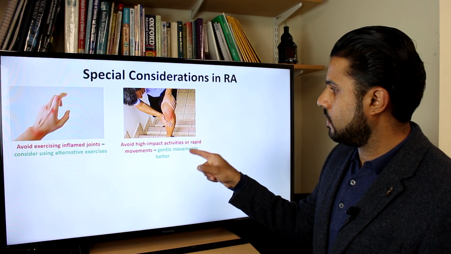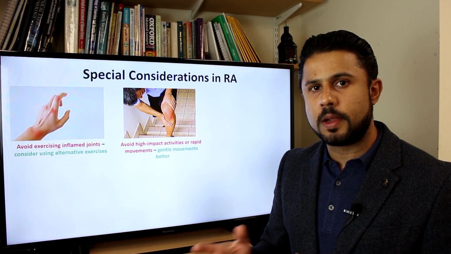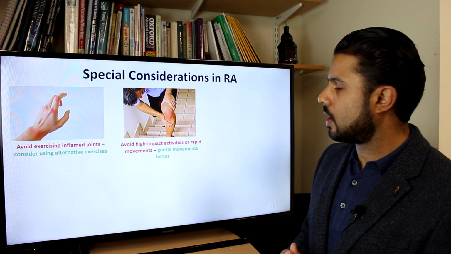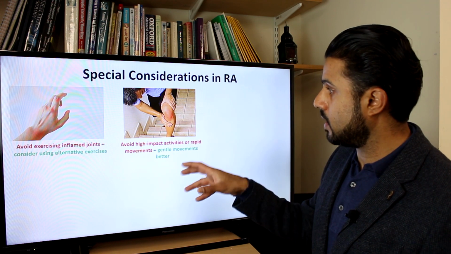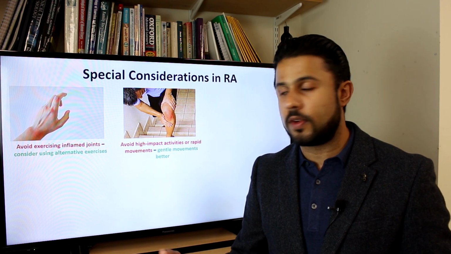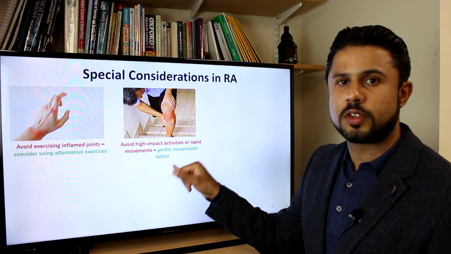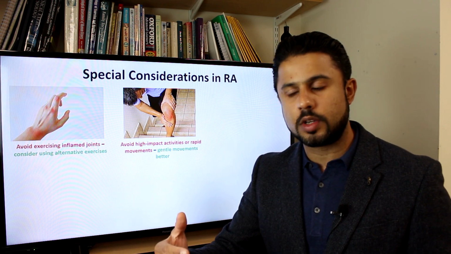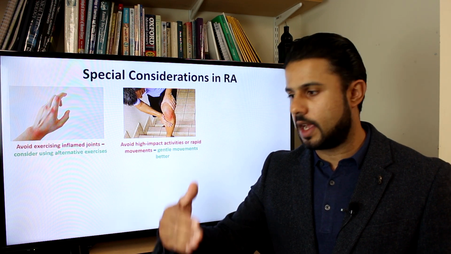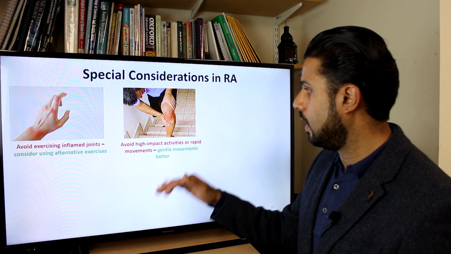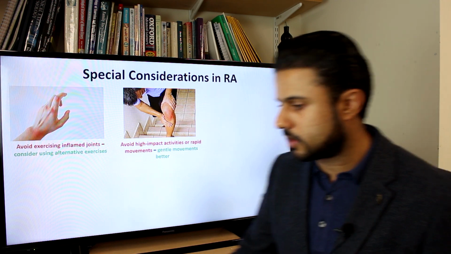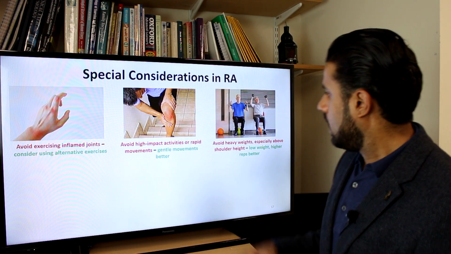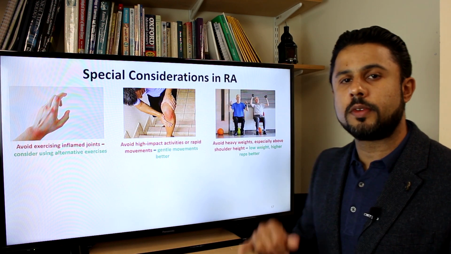Avoid high impact activities or ballistic movements, rapid movements, because those types of movements are not beneficial for patients with RA that have this susceptibility to inflammation in the joints. Gentle movements are better. Of course, when the patient is comfortable enough themselves and they progress to a level where they can do faster movements, that's fine. But to begin with, avoid ballistic type activities. Avoid heavy weights, especially above shoulder height.